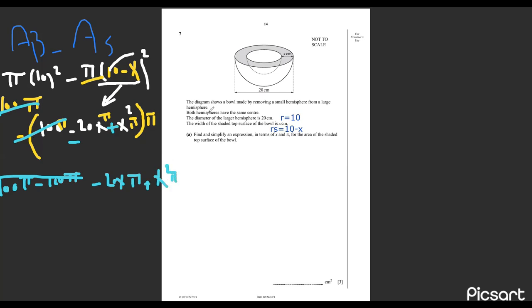If we take 1 pi and 1 x out of the bracket, we say pi x outside the bracket, so what remains is x minus 20. So here we get the area of the shaded part, pi x (x minus 20). We did it. Let's see the next part.